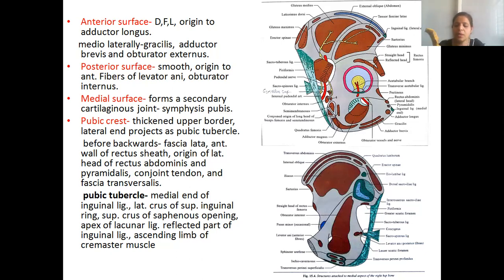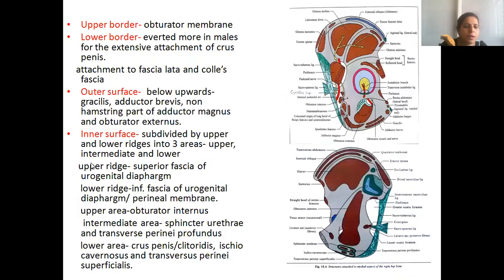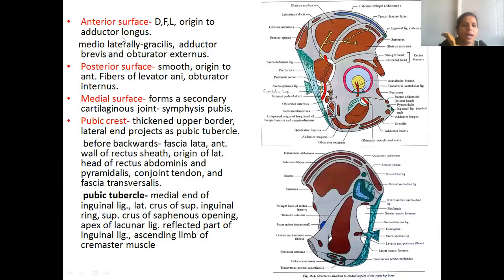Now, what are the various surfaces we have here? This is the upper border. The anterior surface is the one facing in front, facing downwards, forwards and laterally. It is giving origin to the adductor longus. This is the anterior surface.